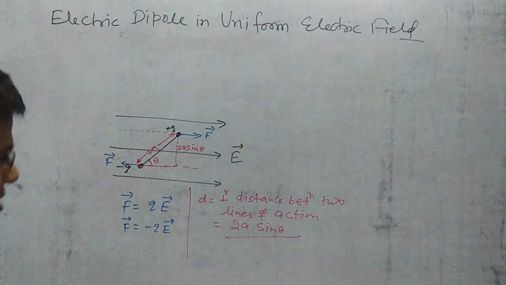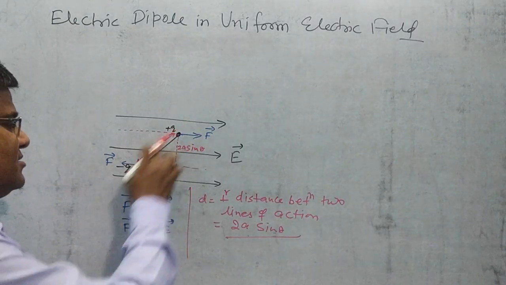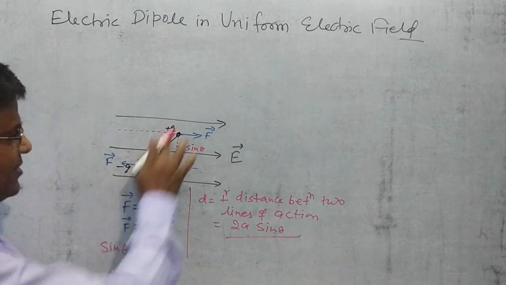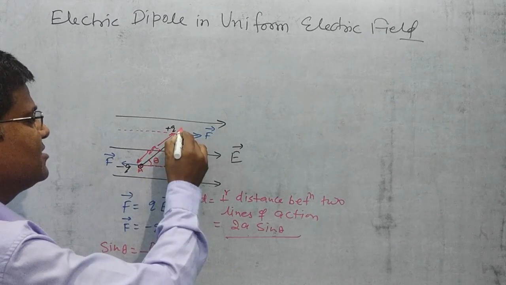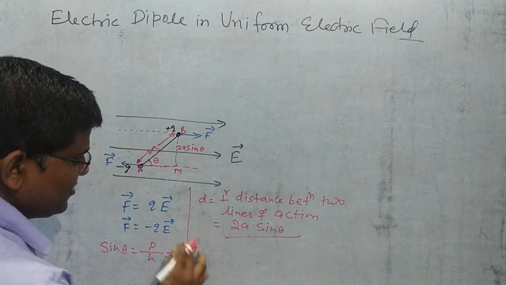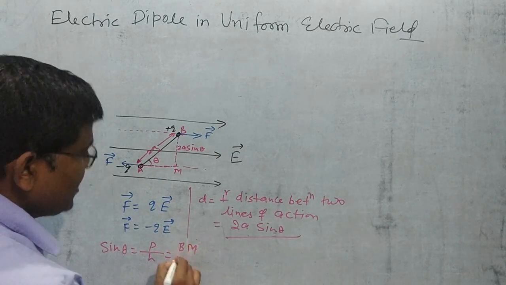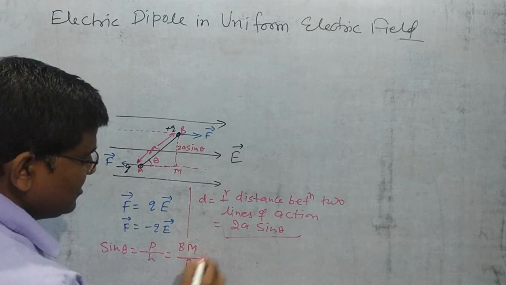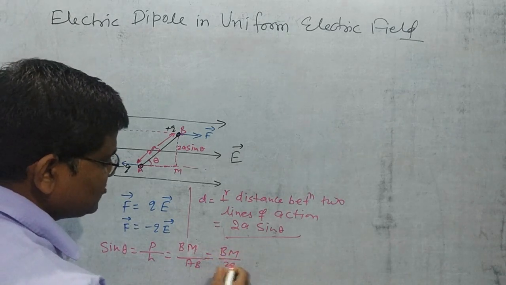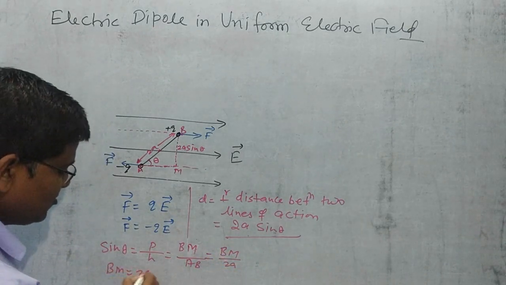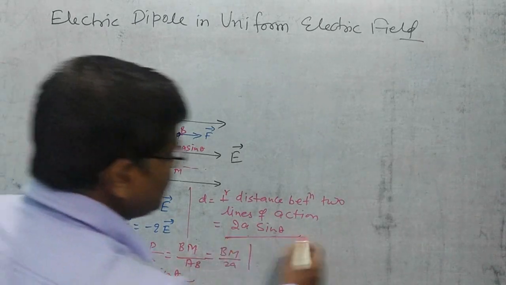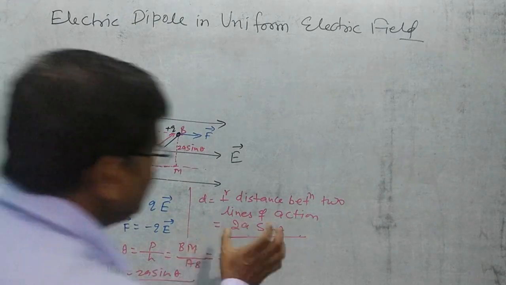As you know, how 2a sin theta? Sin theta is equal to perpendicular by hypotenuse. Suppose the points are A, B, and this is M, then the perpendicular is BM and the hypotenuse is AB. Suppose AB is 2a, then BM is equal to 2a sin theta. That's why I am writing here 2a sin theta. The perpendicular distance is 2a sin theta.